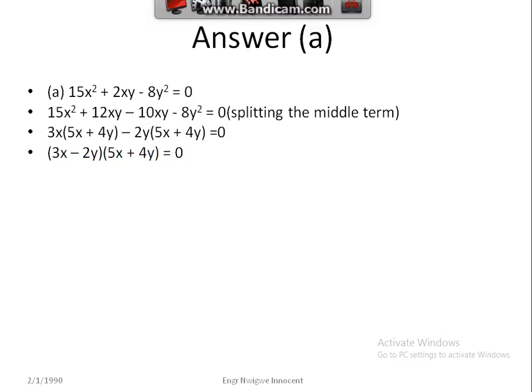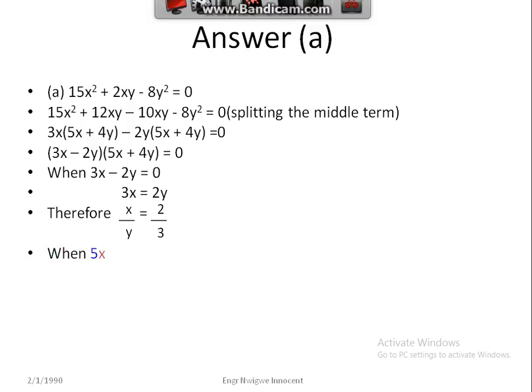Then if we bring the factors that are outside the bracket and the one that is inside the bracket, since they are similar, we now have in bracket 3x minus 2y times in bracket 5x plus 4y, which is equal to 0. When 3x minus 2y is equal to 0, 3x is equal to 2y. Therefore, x over y is equal to 2 over 3.